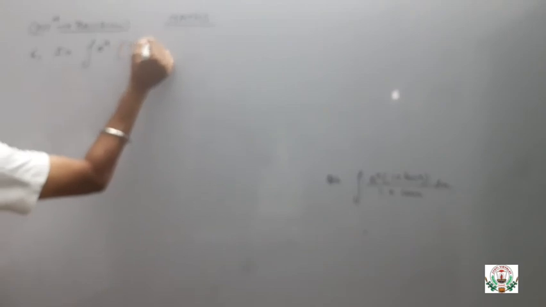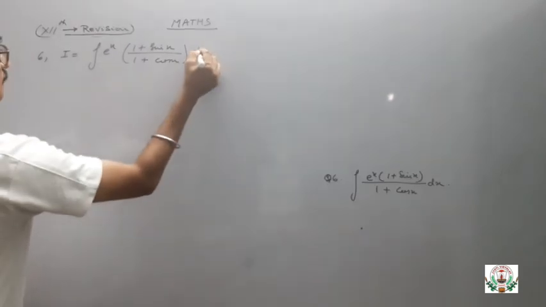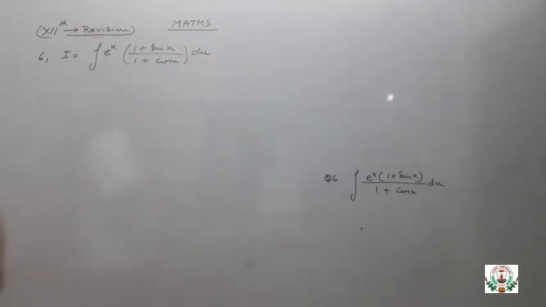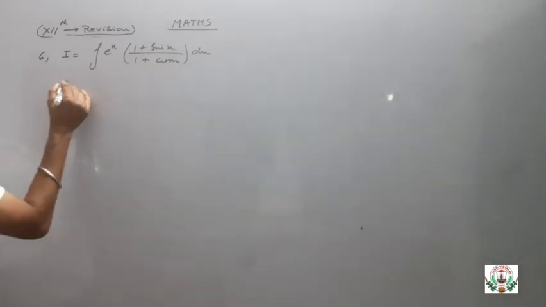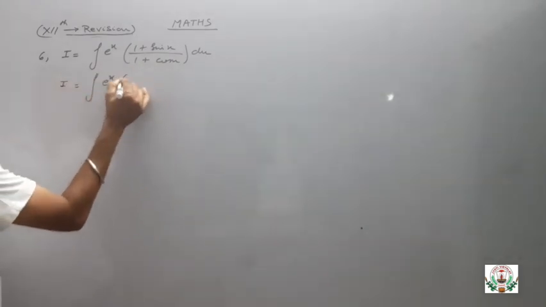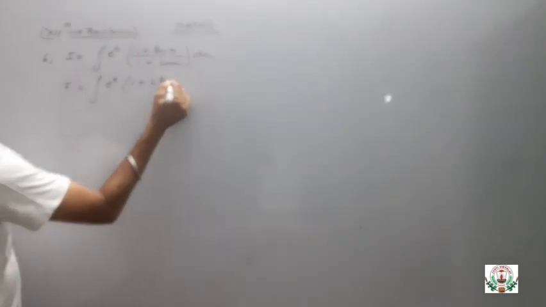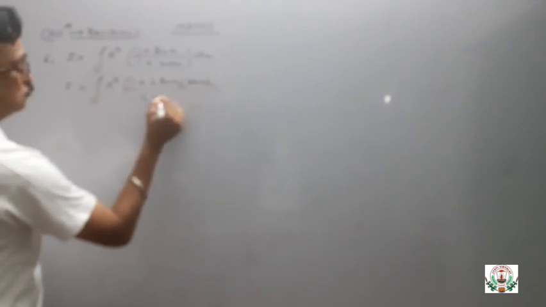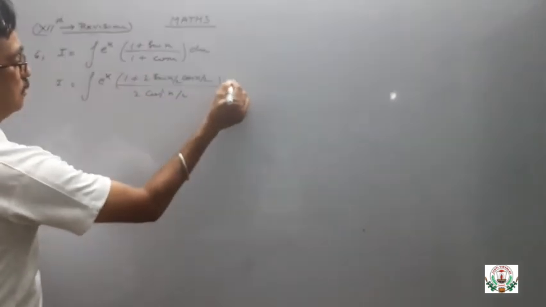Now next comes the integration, last question. Integration of e^x (1 + sin x)/(1 + cos x) dx. As we know, sin x is given by 2 sin(x/2) cos(x/2) and 1 + cos x is 2 cos²(x/2). So e^x (1 + 2 sin(x/2) cos(x/2)) / (2 cos²(x/2)) dx.